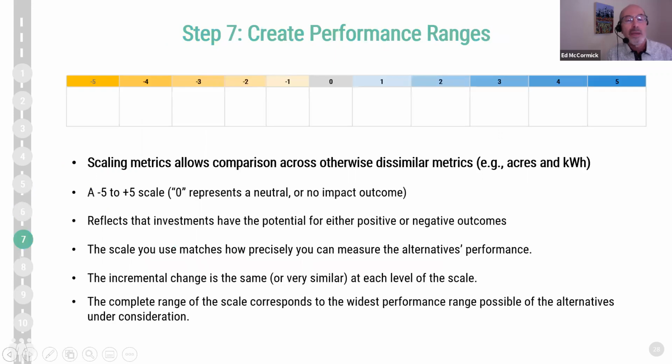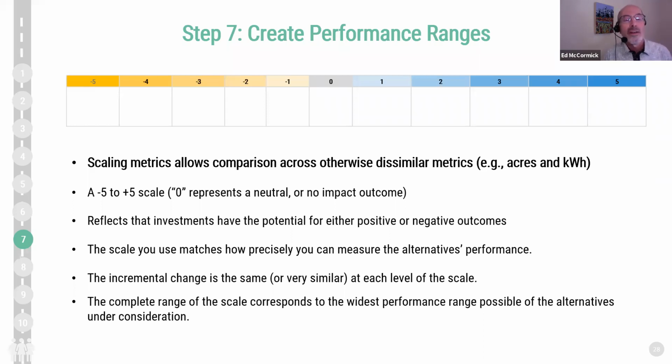Step 7. So here the step is to create performance ranges. And this is where we scale metrics to allow comparison across things that are otherwise very dissimilar metrics, things like acres or kilowatt hours for different objectives. And so this is a common scale that we would utilize.